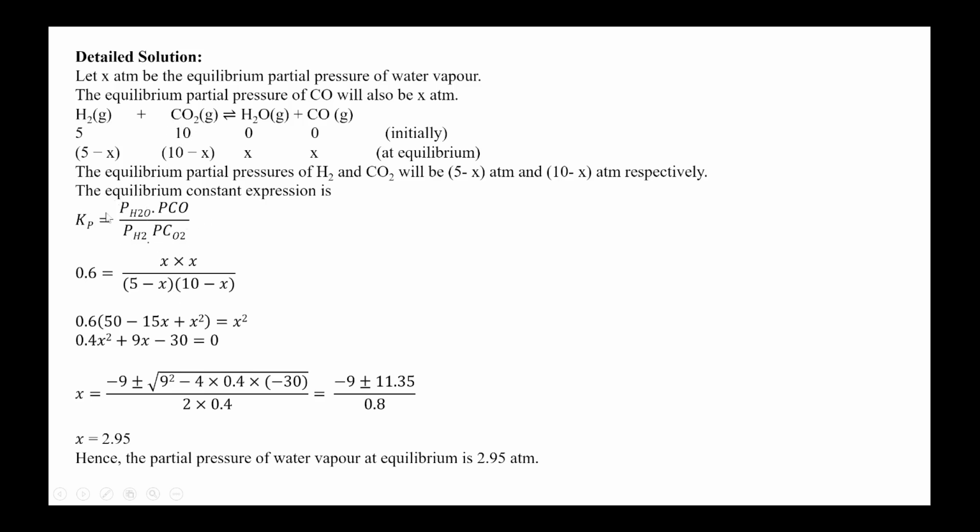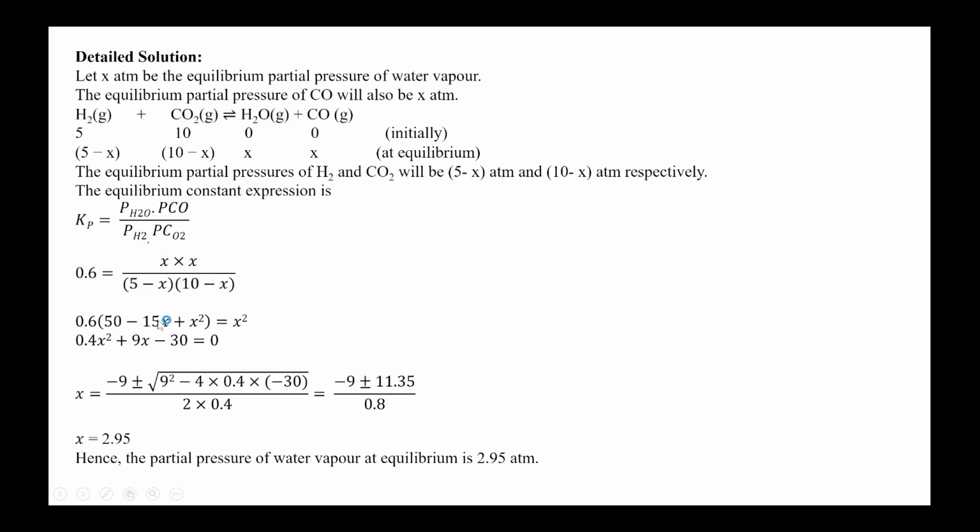So here it is given. This is how we define the equilibrium constant based on the partial pressure. Sorry. So here the equilibrium constant is given as 0.6. The partial pressure of H2O and CO are given as x. So x into x divided by 5 minus x multiplied by 10 minus x. So this will become a quadratic equation. So you can solve this.